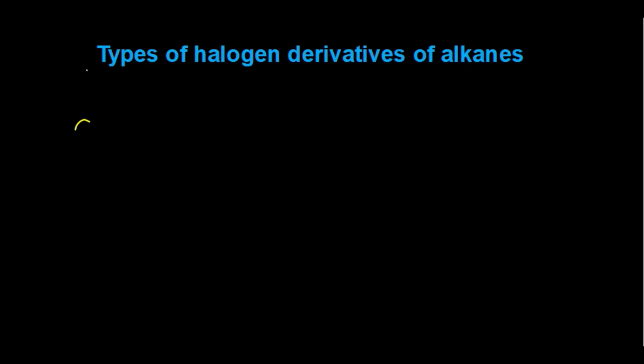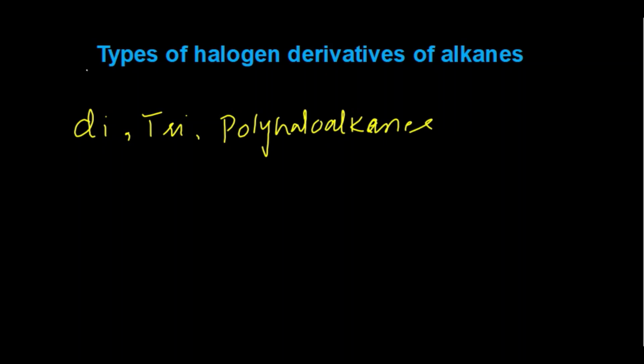So what are the types of halogen derivatives of alkanes? If there are two halogen atoms, they are di; if there are three halogen atoms, then tri. If more than three, we have polyhaloalkanes, depending upon the number of halogen atoms. Now we see some examples of di, tri and polyhaloalkanes.